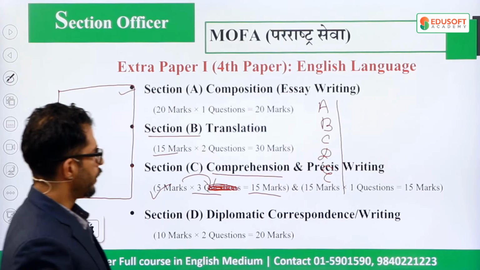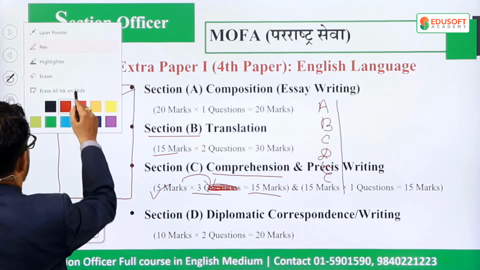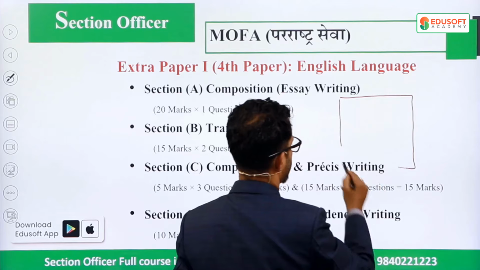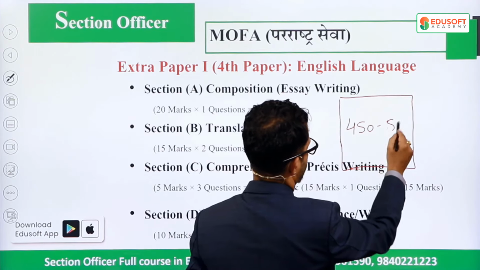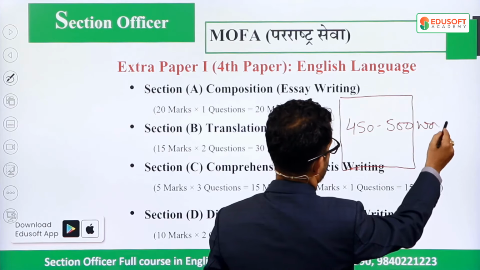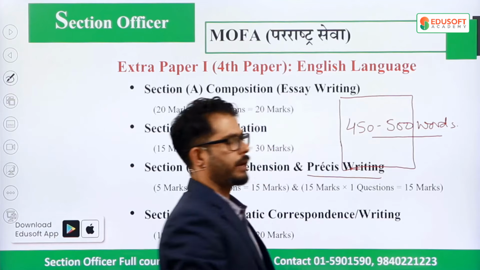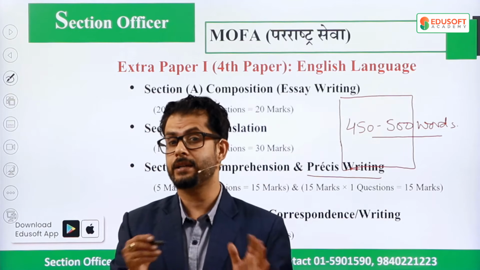Now at the same time there is a Précis writing given, students. Précis writing is also the same. There will be a text, and this text will also be of 400 to 500 words. 500 words limit. And Précis writing is like summary writing. It's not summary writing, it is like summary writing.